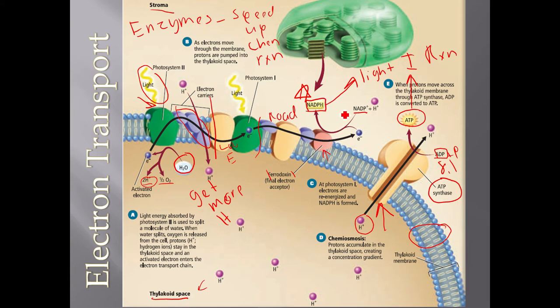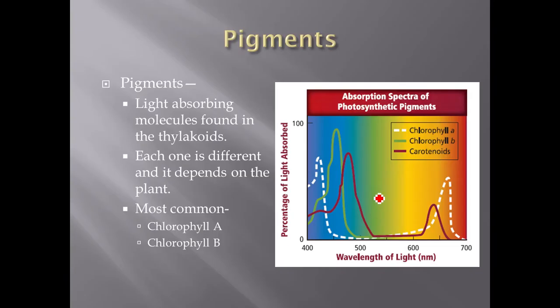Focus on what the goal is. The goal is to make NADPH and ATP. And then focus on after that, you should ask yourself, okay, how do you do that? Well, you need sunlight and you need water. Everything else is just steps in the process to get there.